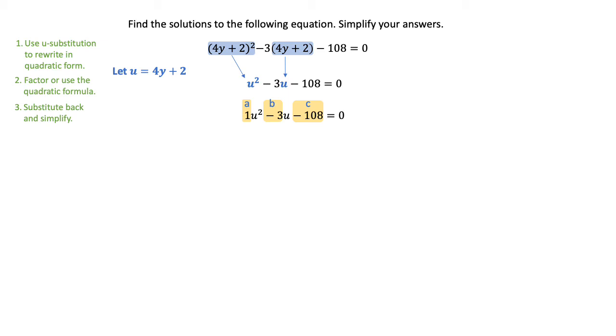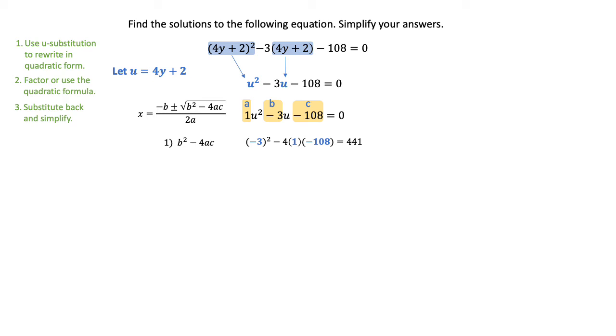A is 1, understood coefficient of the first term is 1, B is negative 3, and C is negative 108. So with our quadratic formula, we can look at the discriminant, the B squared minus 4AC, and we can plug in the negative 3 for B, 1 for A, and negative 108 for C. When you evaluate this, that negative 3 is going to be squared and give you positive 9 minus 4 times 1 times negative 108. All of that will give you a positive 441 as our discriminant.